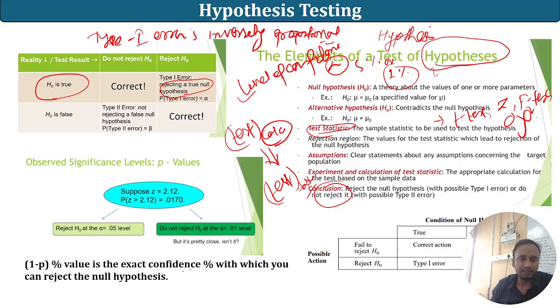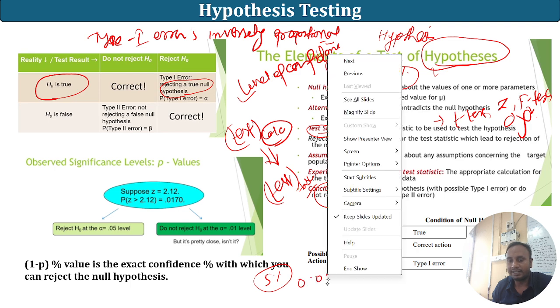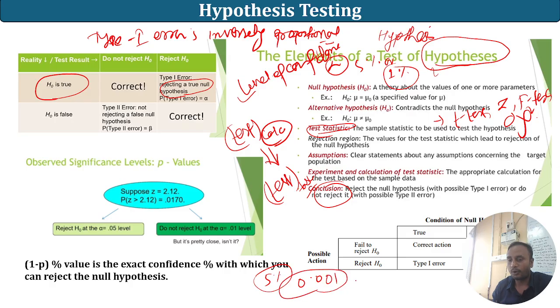And 1 minus p-value is the exact confidence percentage. Let's say they are saying 5%, or 0.001 came. So this is the probability value, the error probability, and 1 minus p will be 99%, the chance with which we can reject the null hypothesis. If the value of p is less, it means we have more confidence that we are going to reject the null hypothesis.